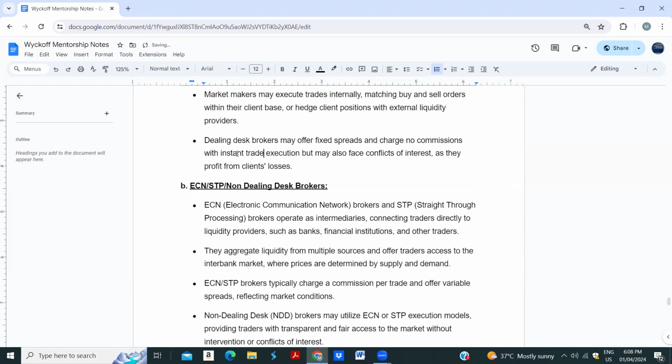So here, the dealing desk brokers, or the market makers, have fixed spreads and they charge zero commissions, with instant trade executions, but they trade against the clients.